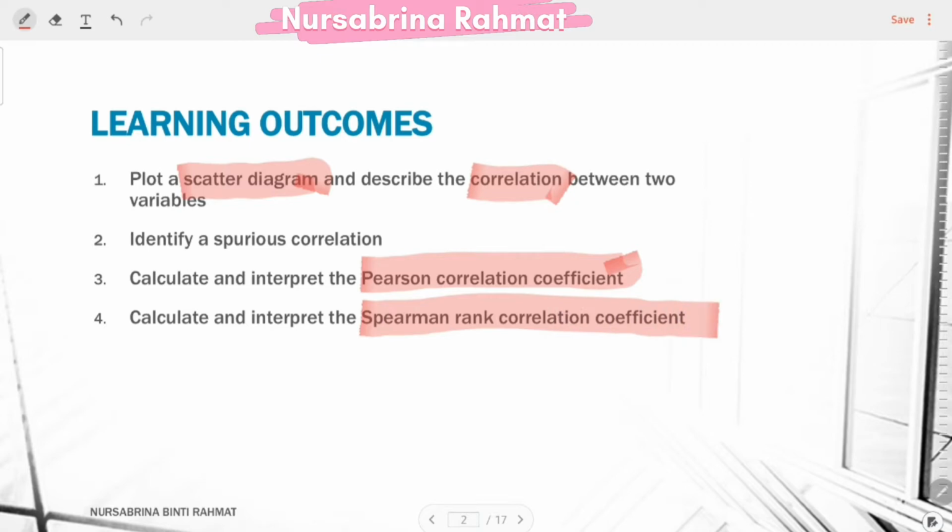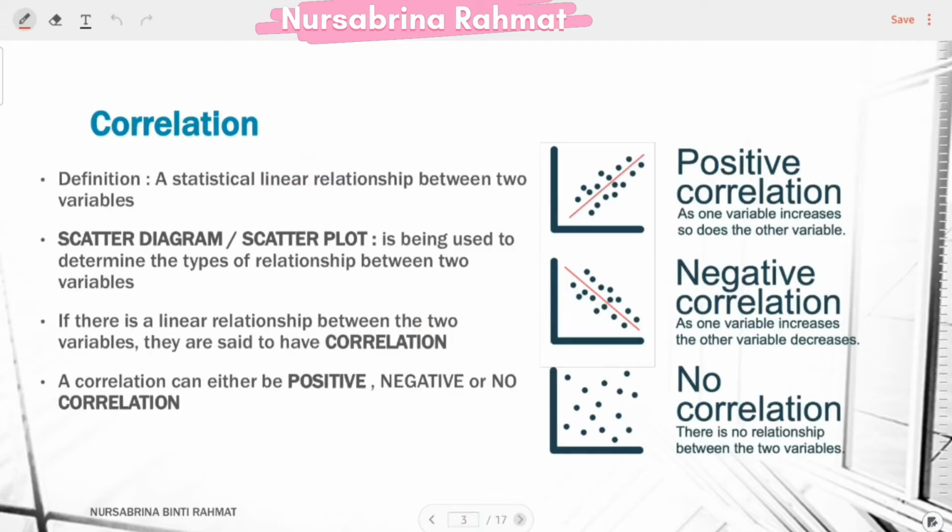Both of these coefficients describe correlation. Both have their own formula and a different calculation method, but we can use both parameters to evaluate the correlation between the two variables being studied. So first, let's learn about correlation. What is correlation?